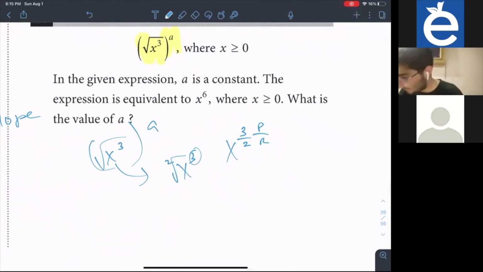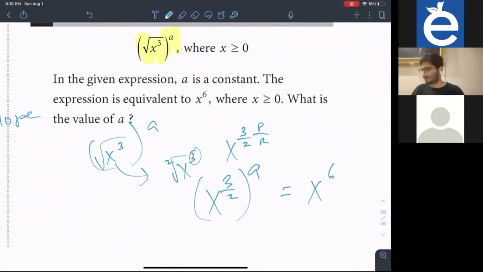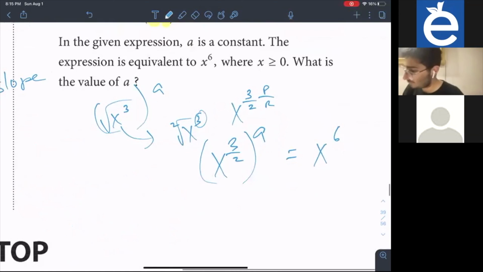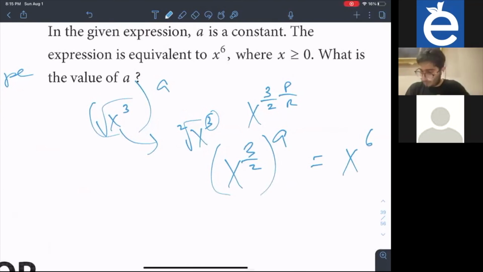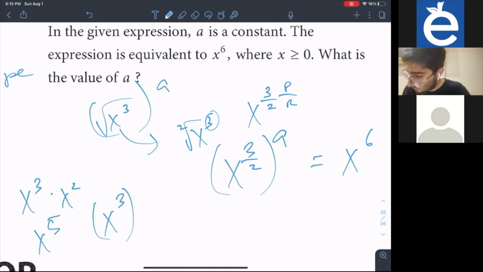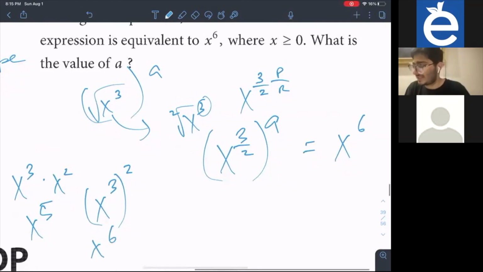So x to the 3 over 2, raised to that, is equal to x to the 6th. When you're raising a power to a power, you're multiplying, which is one of the fundamental rules of exponents. When you multiply exponents with the same base, you add. So x cubed times x squared gives x to the 5th. But when you do x cubed raised to the 2nd power, you multiply the exponents to get x to the 6th. There's a difference.